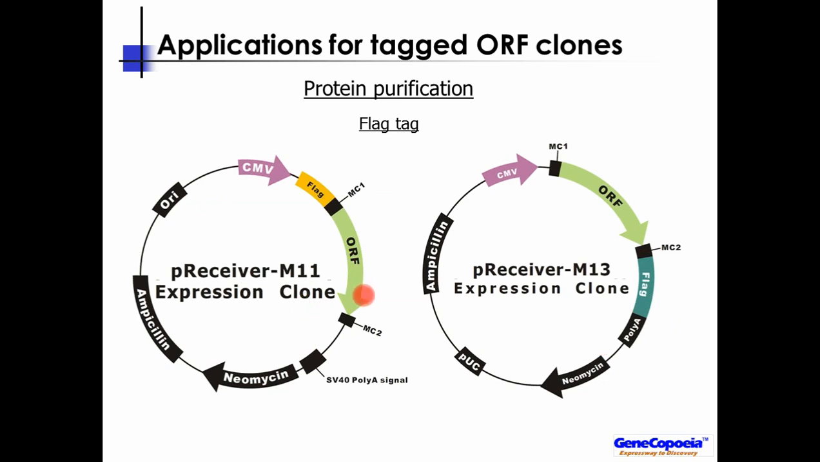Just like the His tag vectors I showed you before, we have a number of ready-to-go expression vectors for the FLAG tag, and again these vectors fuse the ORF of interest in frame, either at the N terminus or the C terminus.